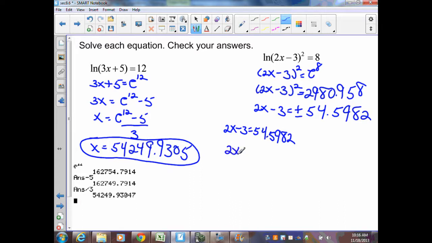2x, after adding 3, is going to be 57.5982. Divide by 2, x is going to equal 28.7991.